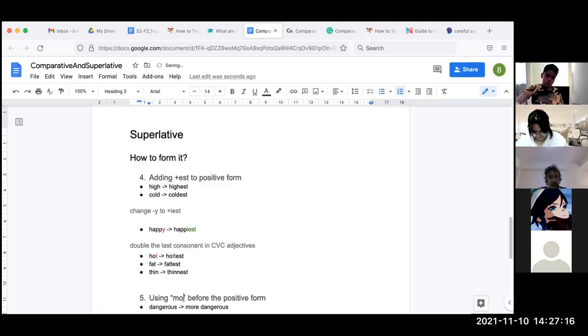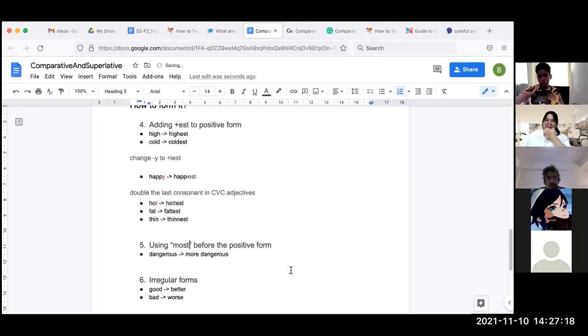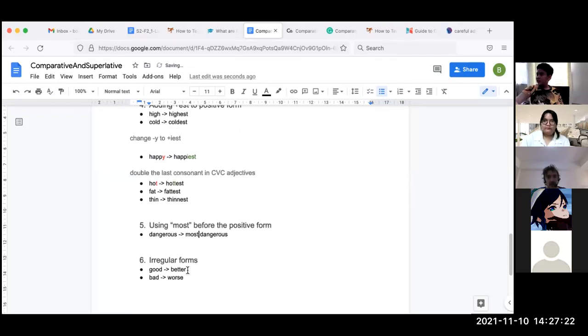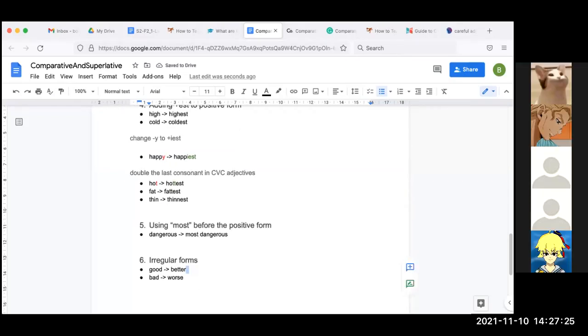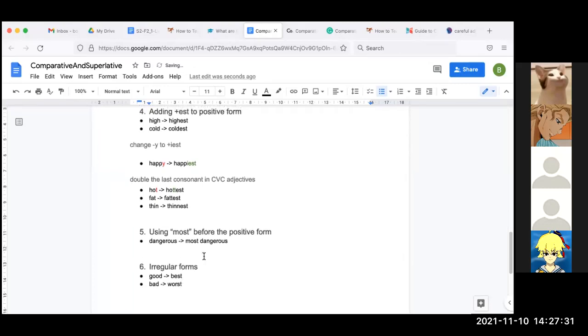Or we use most before the positive form. Dangerous, most dangerous. Okay, and we have irregular forms like good, best, or bad, worst.